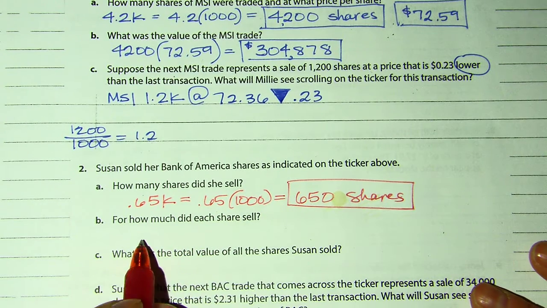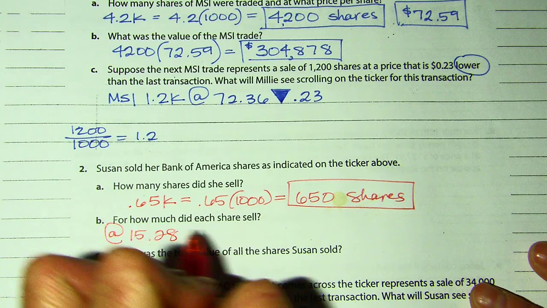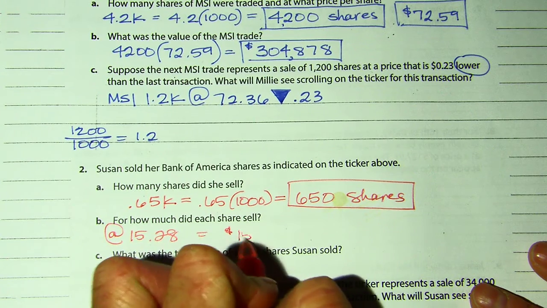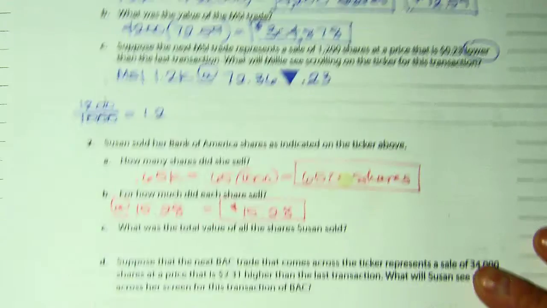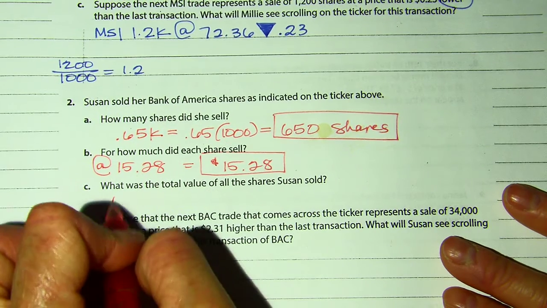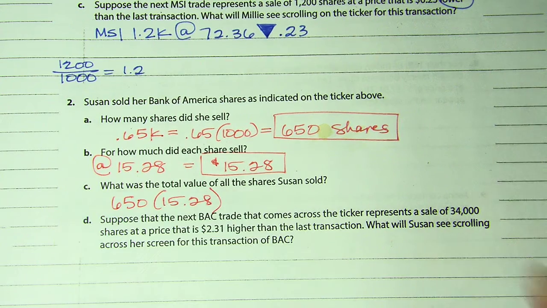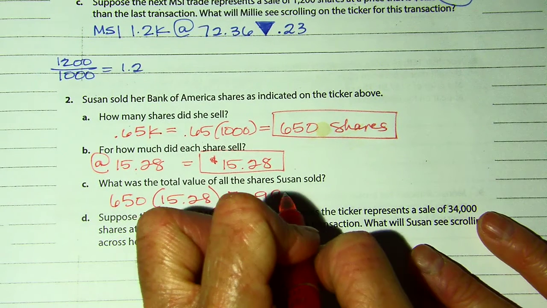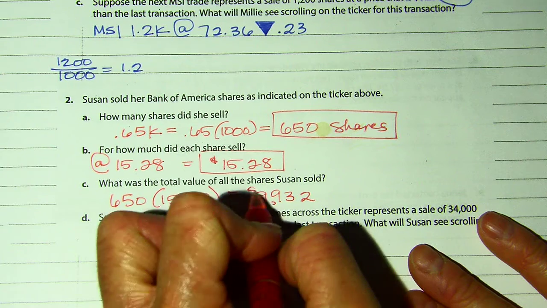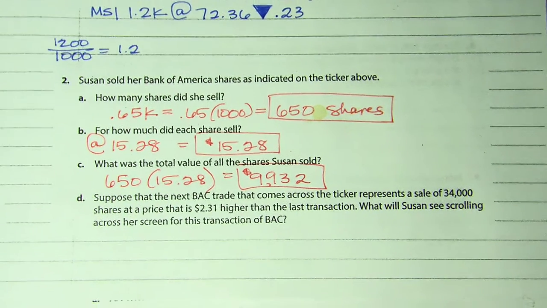How much did each sell? Well, up above it says at 15.28. So that means that they each sold for $15.28. What was the total value? So you take the number of shares, multiply it by the price. And when I multiply that, I get $9,932. And then they'd like us to practice writing this.